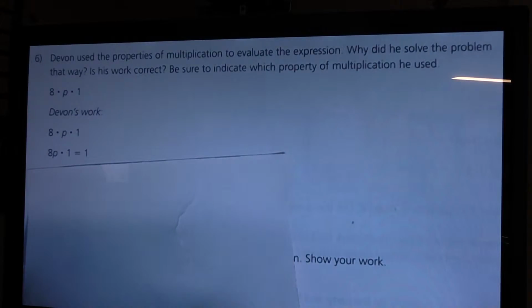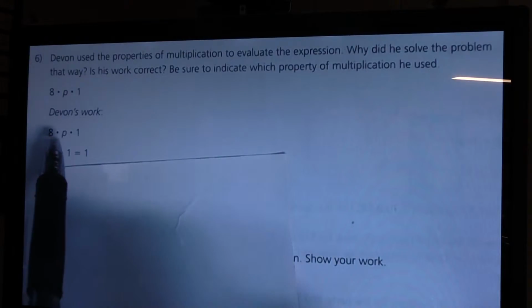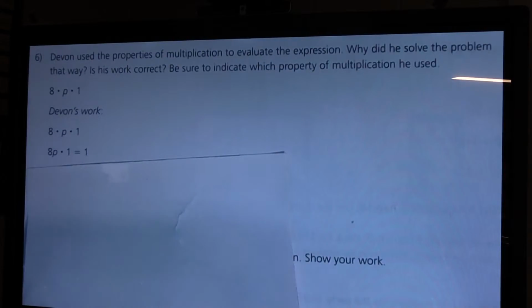It looks like Devin went ahead and he tried to solve the problem. He rewrote it, and then he essentially, it looks like, went through the order of operations. He said 8 times p is 8p, and then he says times 1, but now here's his mistake. He says 8p times 1 equals 1. Now, when I look at that, I know what he did wrong.